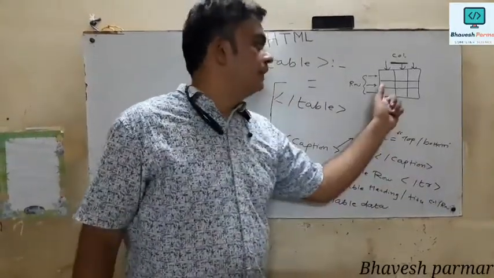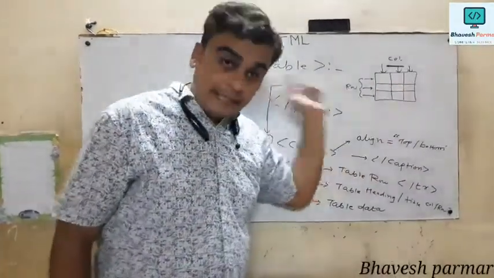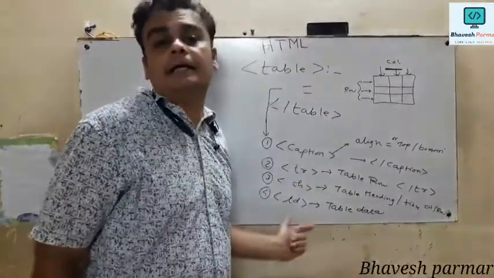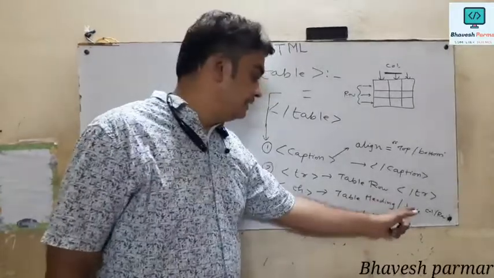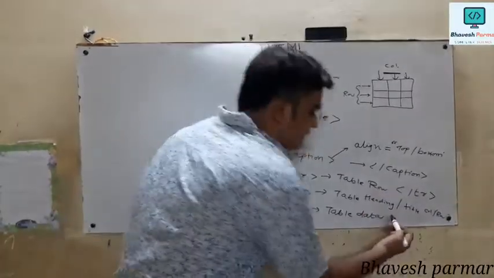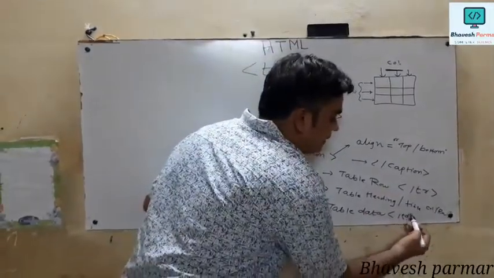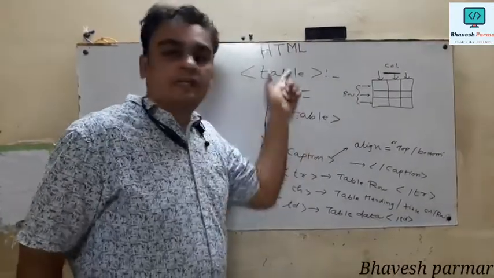Means when we put the information within this table, that table information should be represented by the td tag. So it represents table data, and again it's also a pair tag, meaning its companion tag is /td. So these are the four different tags.